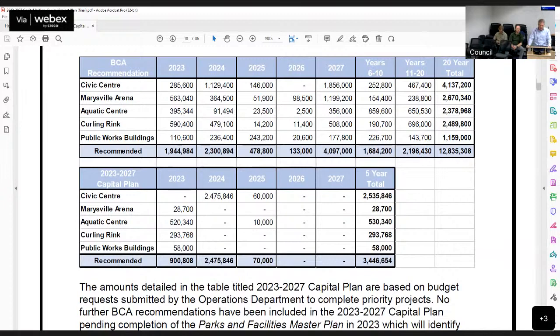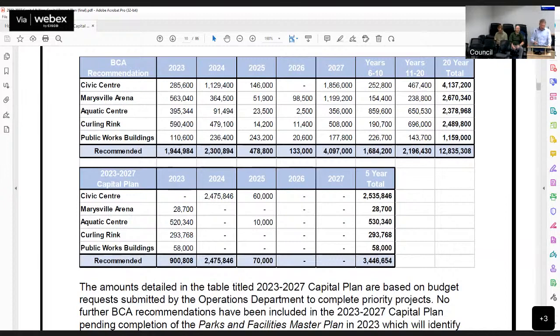Again, as noted by Lawrence in the presentation, we're not going to have the money to do all of these projects. In the 20 years, and this is really just a duplication of the information we saw in the presentation, on these 5 facilities, there's $12.8 million worth of recommended investment over the next 20 years. In the next 5 years, there's $8.9 million worth. And as you can see in the second table there, we've got just over 3.4 million in the budget for the next 5 years. So we're well shy of what that BCA is saying that we should be spending.